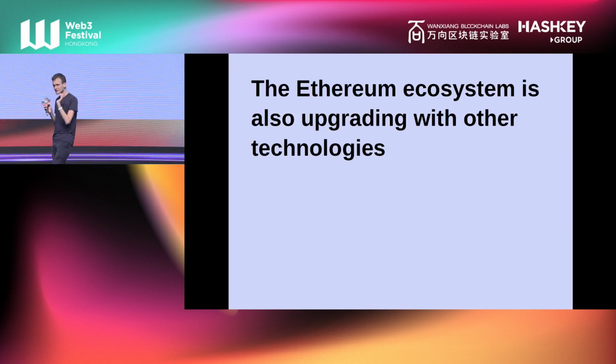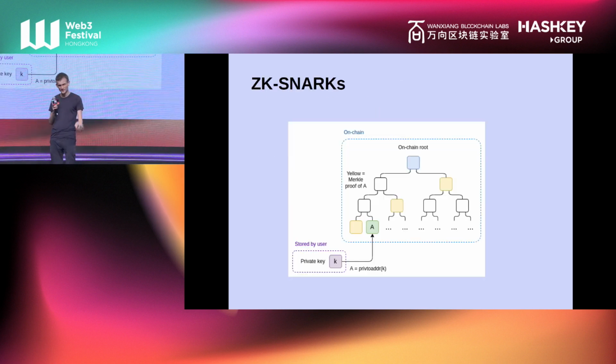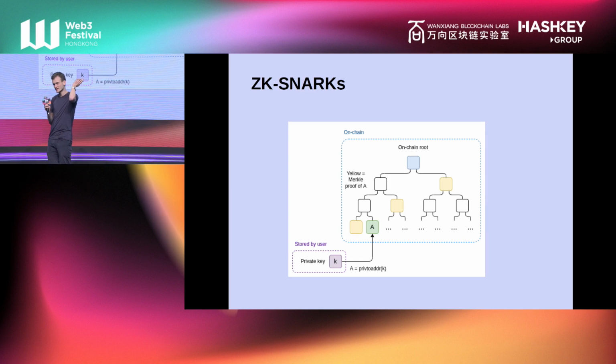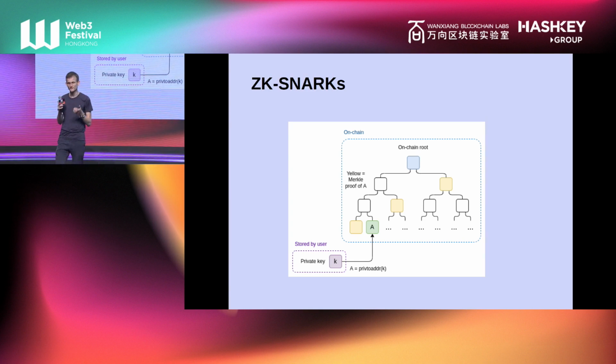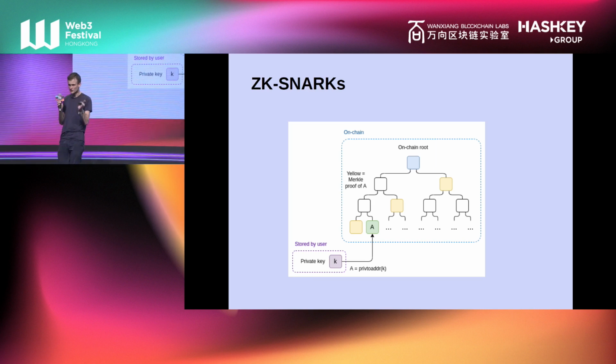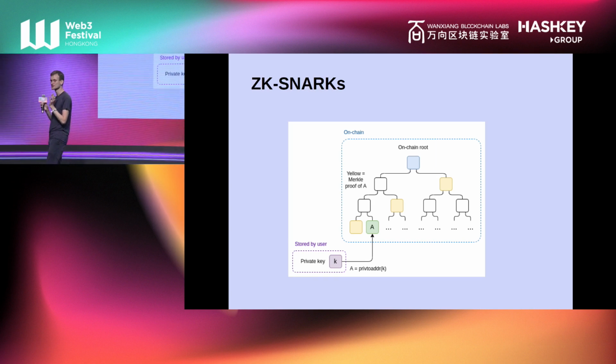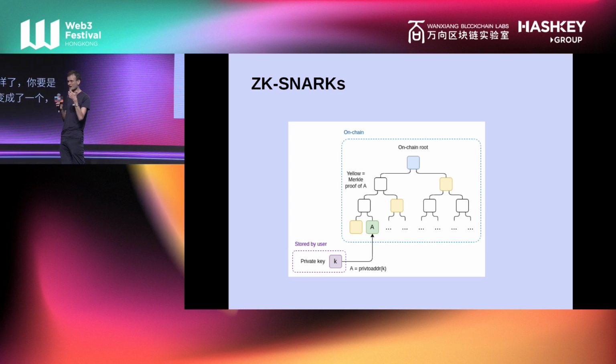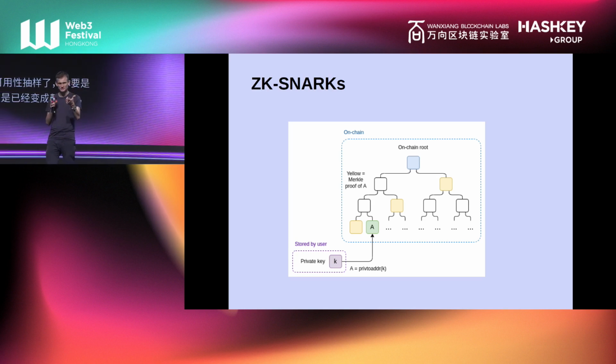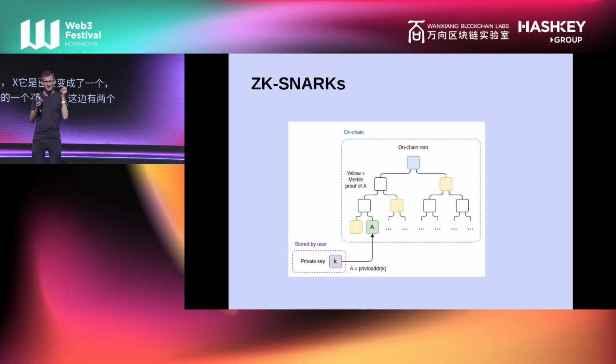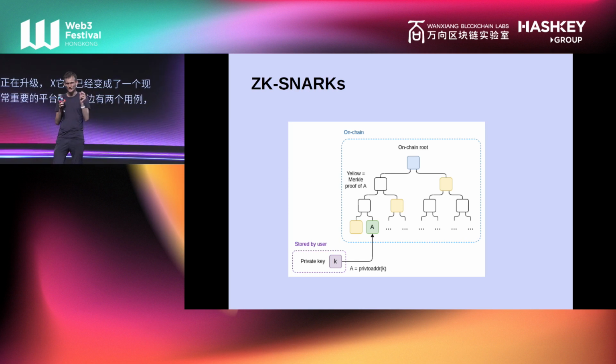Now, the Ethereum ecosystem is also upgrading using other technologies. So ZK-SNARKs. ZK-SNARKs have become a cornerstone of modern Ethereum applications. And ZK-SNARKs have two use cases. One of them is privacy, and the other is scalability, right? ZK-SNARKs are zero-knowledge succinct arguments of knowledge, right?